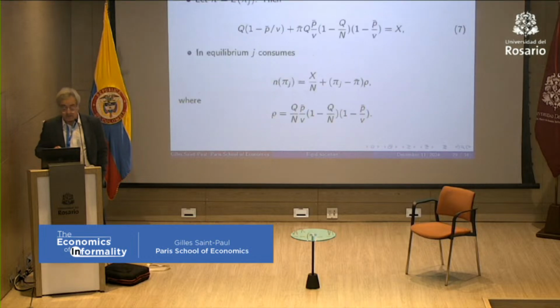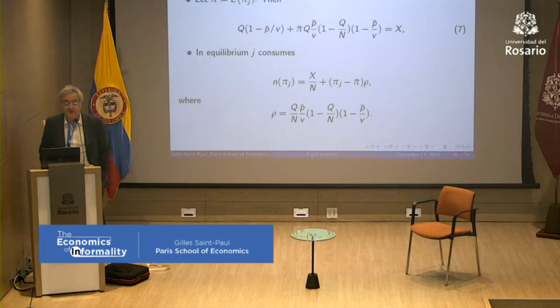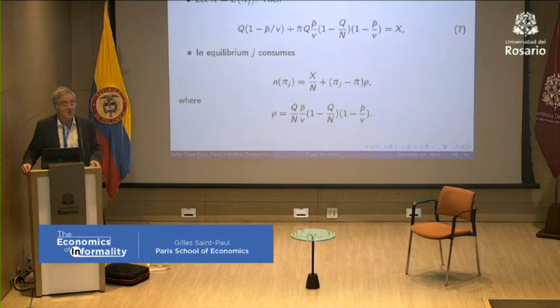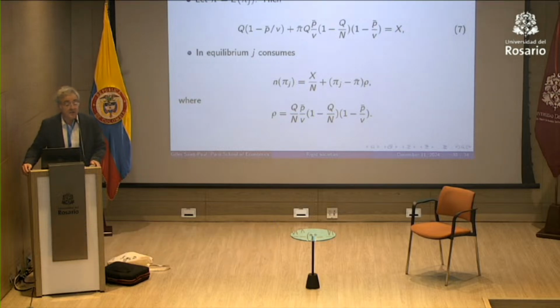Okay, and that's it. So I'm going to make these things more interesting by assuming that, in fact, your cost of acquiring the social network, Cj of pi j, is now individual specific.